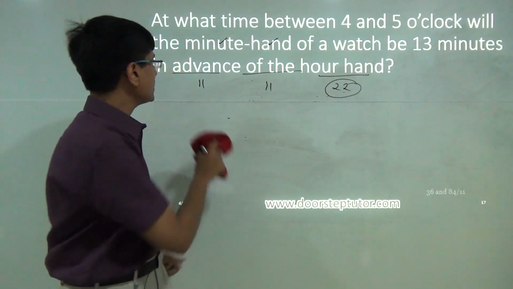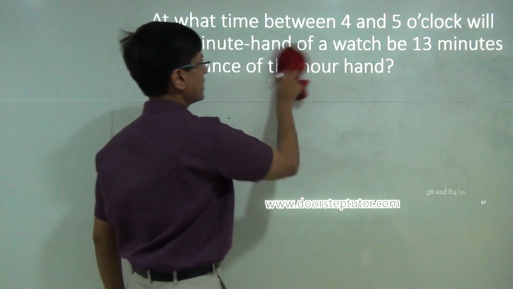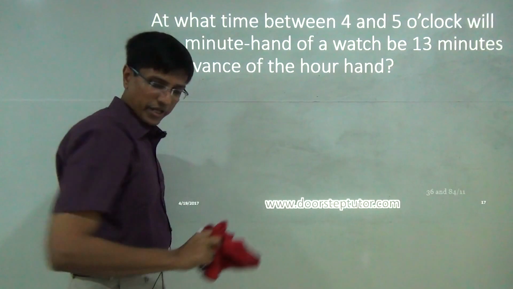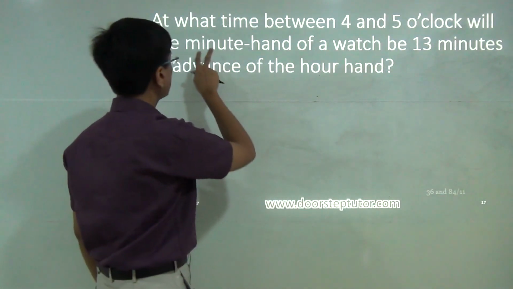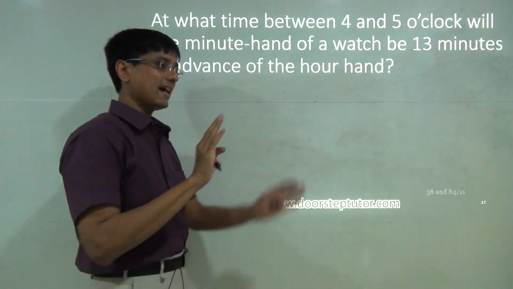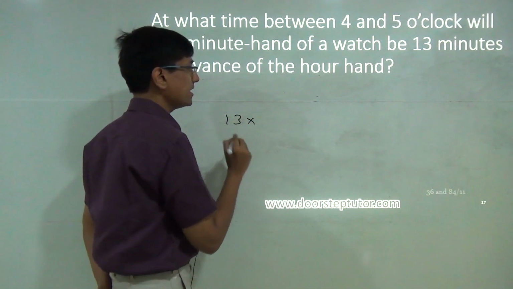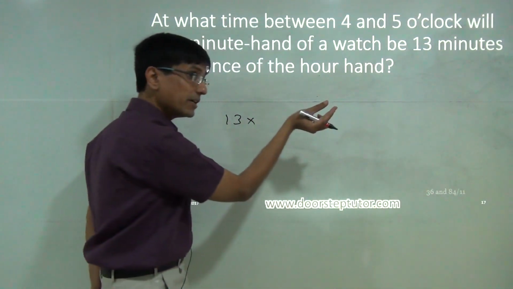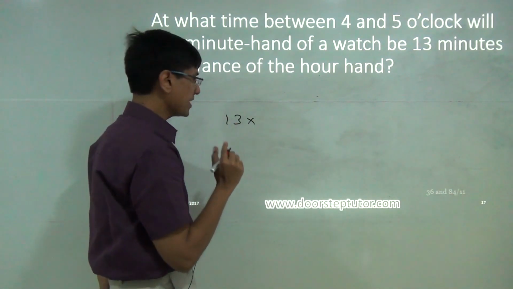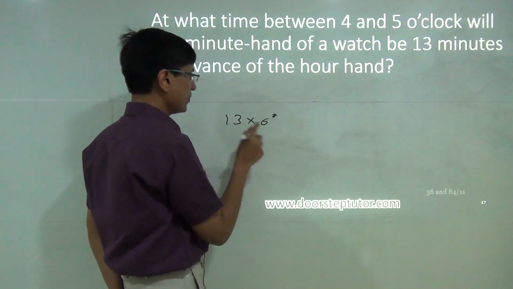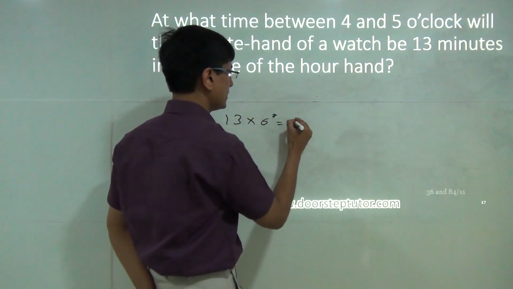Now to sum up, let's try to use all the concepts that we have learned so far in this class in this problem. Here we are being asked, when between 4 o'clock and 5 o'clock would the minute hand of a watch be 13 minutes ahead of the hour hand? 13 minutes is how much? You should know that the space covered by the minute hand in 1 minute is 6 degrees. Therefore, 13 minutes really means 13 into 6 degrees, which is 78 degrees.